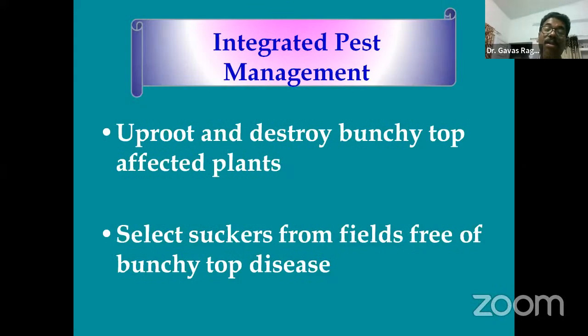In case of plants which are affected by this bunchy top, you will surely find these banana aphids sticking onto the surface. So please uproot and destroy the bunchy top affected plants along with these aphids. Basically, what we tell the farmers: uproot, chop them, and put in a pit and cover it. And we can select suckers. We need to use only suckers which are free of bunchy top disease. Please select bunchy top disease free suckers for planting only.